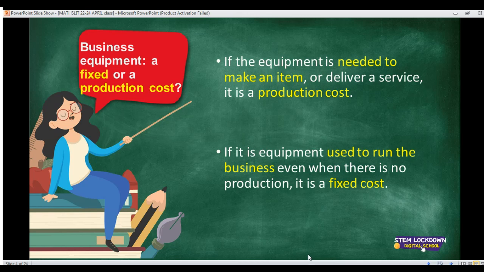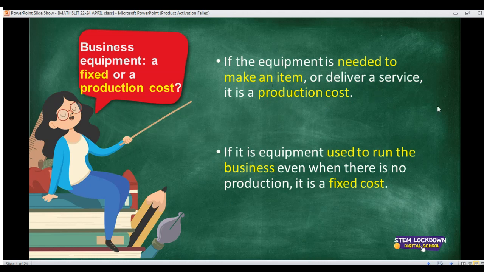So now when it comes to business equipment, we need to work out if it is a fixed cost or if it is a production cost. So here's the examples here. If the equipment is needed to make an item or deliver a service, it is a production cost. So if you need that equipment to make an item, so maybe you bake, you need the stove to bake the cakes. So it will count as a production cost. So you probably buy a stove so that you can produce your cakes. So the money you bought the stove for will count as a production cost.